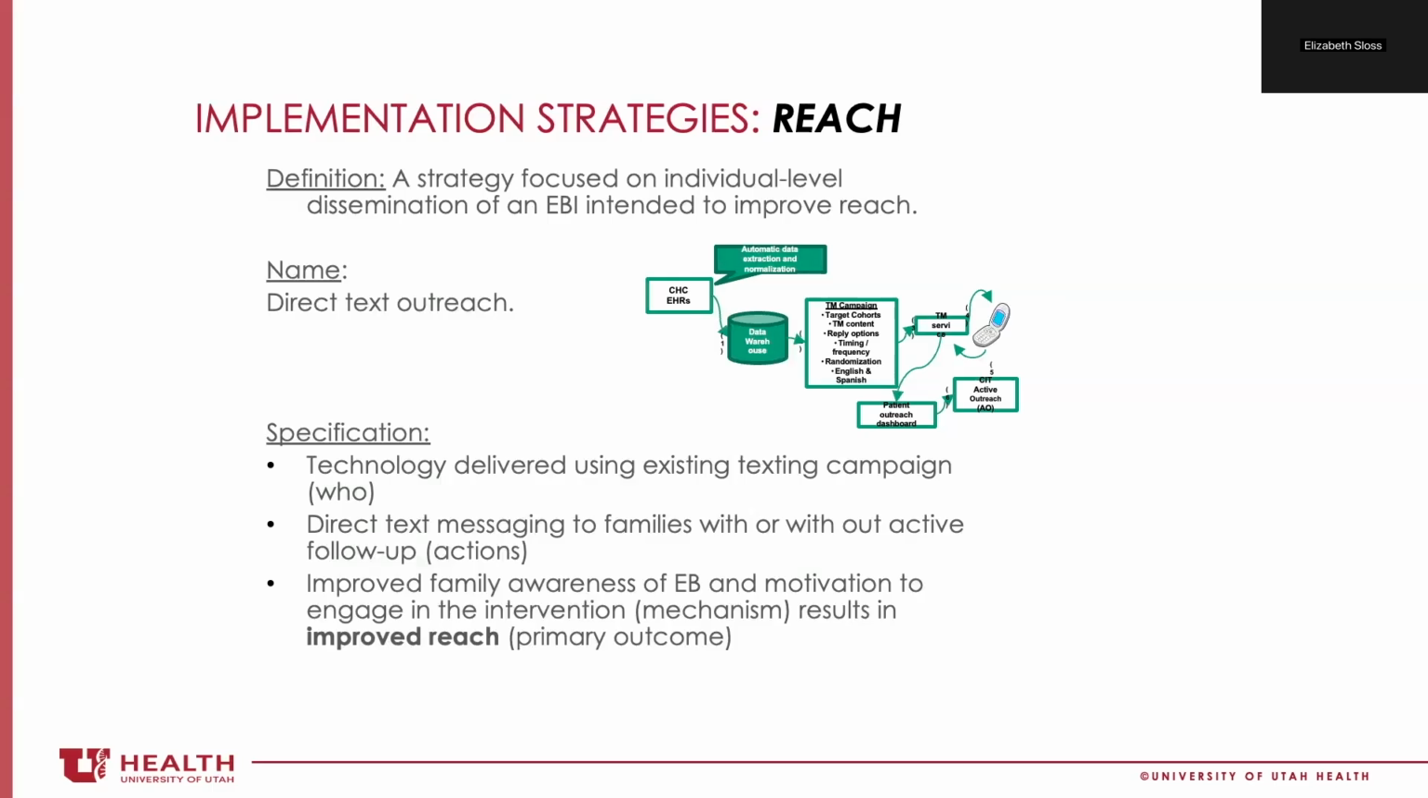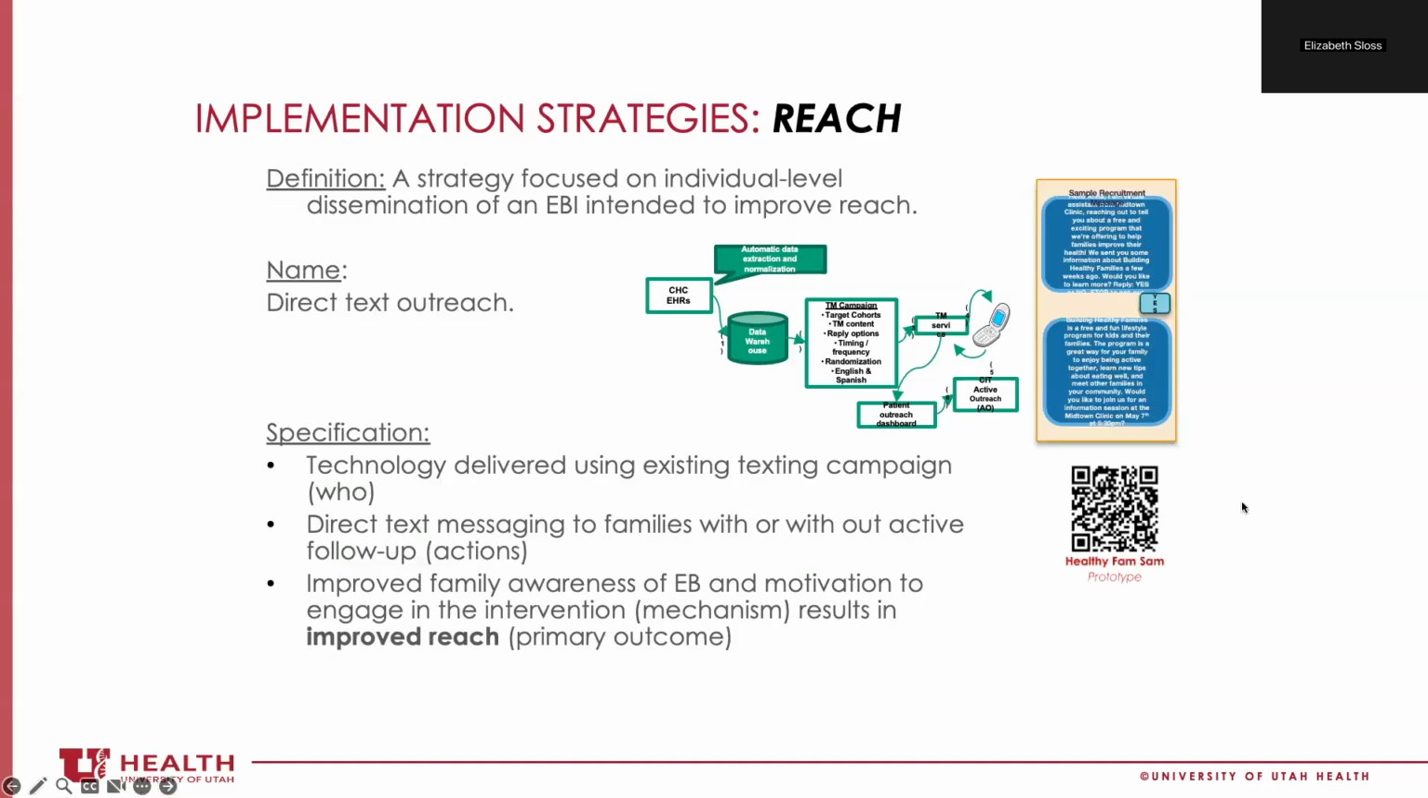So this is a pretty clear strategy, yes? We use direct text message outreach to improve the reach of a program. It's not intended to change physical activity behavior of the families. It's not intended to improve healthy eating. It's not intended to change the weight. It's intended to get families into the intervention that will lead to those health benefits.